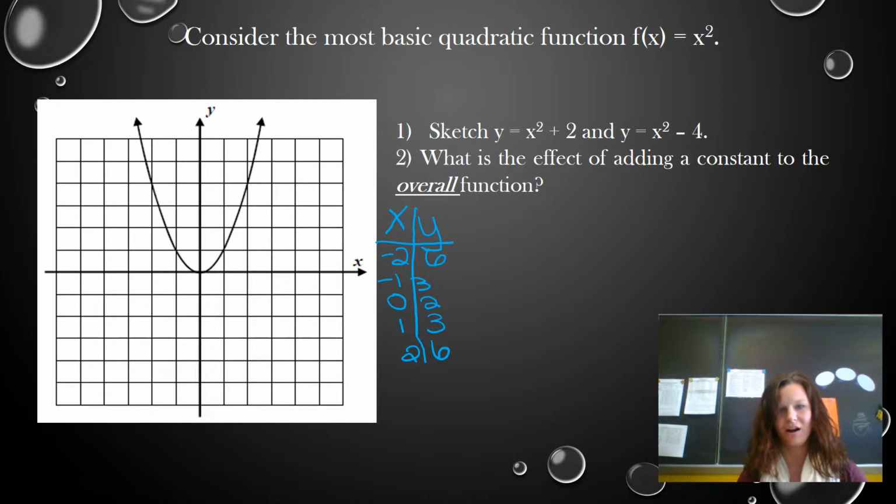Okay, so these are our coordinates for the first quadratic, and here are the coordinates for y equals x squared minus 4.